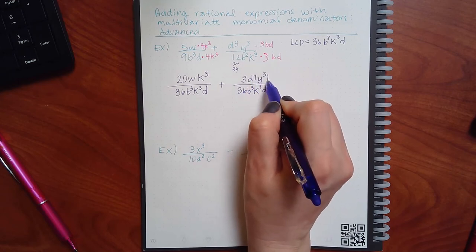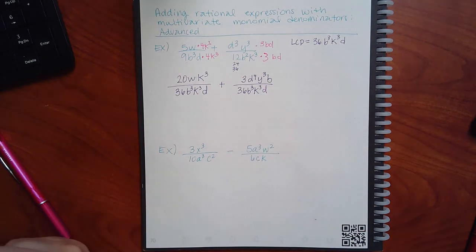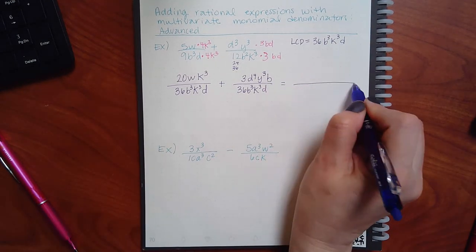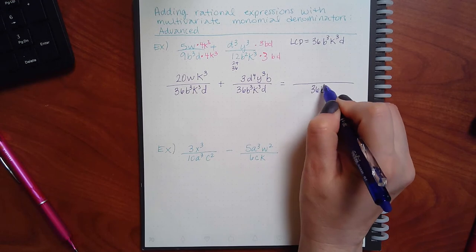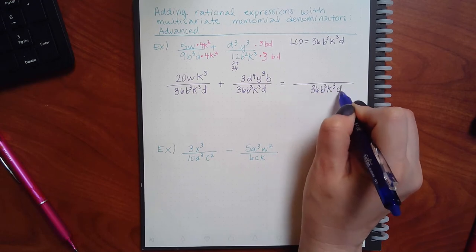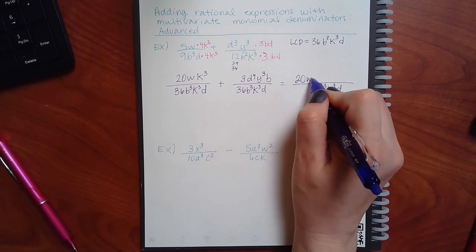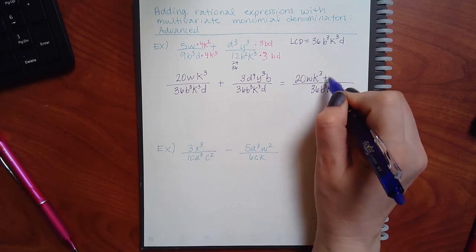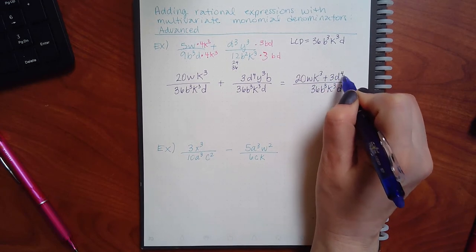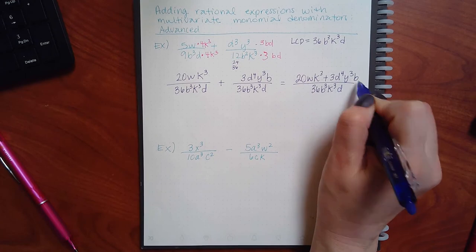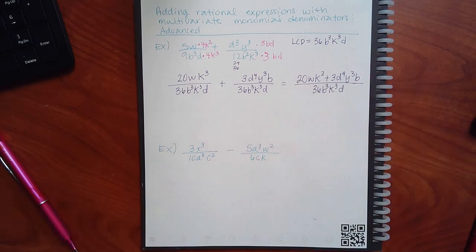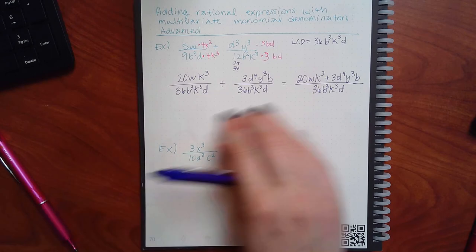Cubed. If I put that all together, we have 20WK cubed plus 3D to the fourth, Y to the third, B. Can the top be factored? Yeah, that 20 and 36. That's not a 36. Can the top be factored?